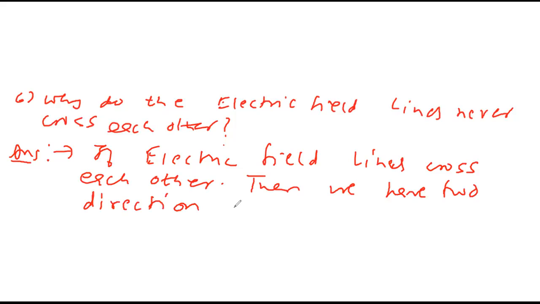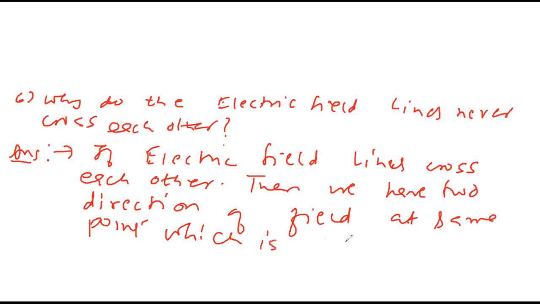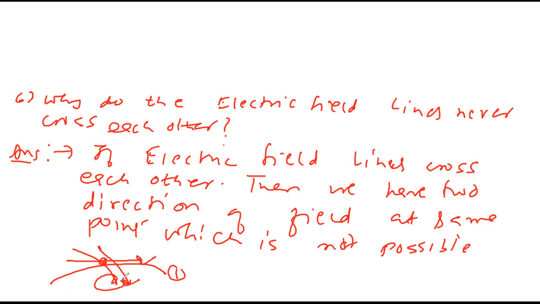Which is not possible. This we have already discussed earlier, if you remember. That means if lines cross each other, then we can draw two tangents at the same point to the two curves. So electric field lines cannot be directed in two directions at the same point. Hence they are not intersecting. If lines cross each other, we have two directions of field at the same point, which is not possible. Hence, they never cross each other. Write the answer.